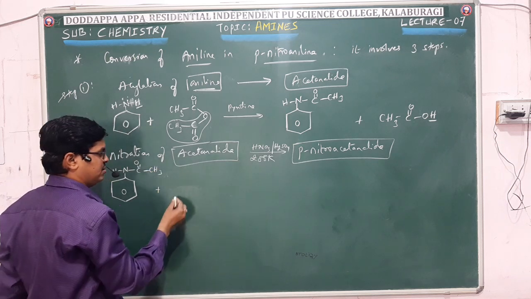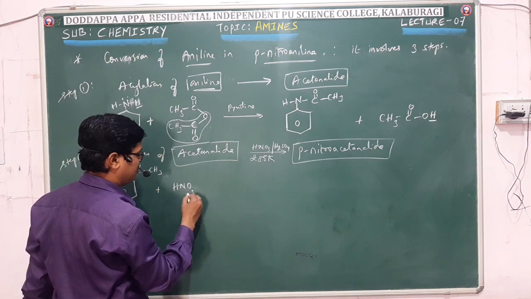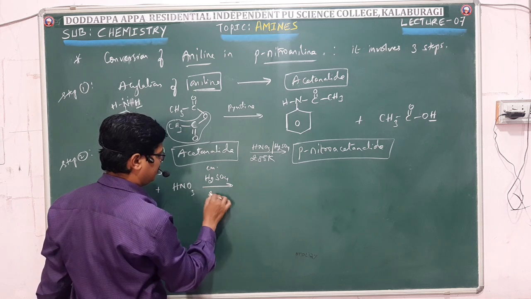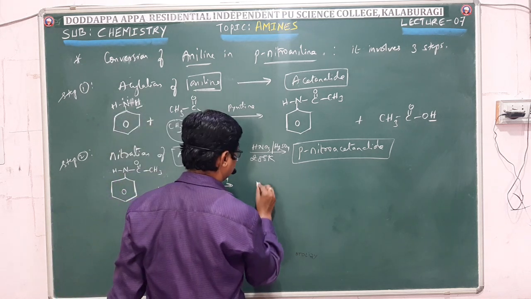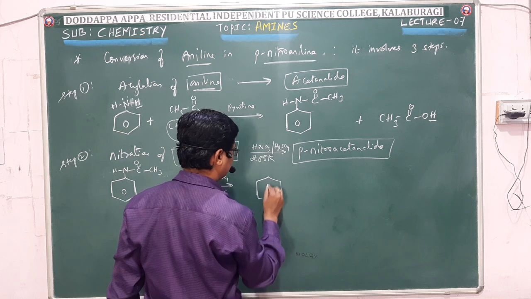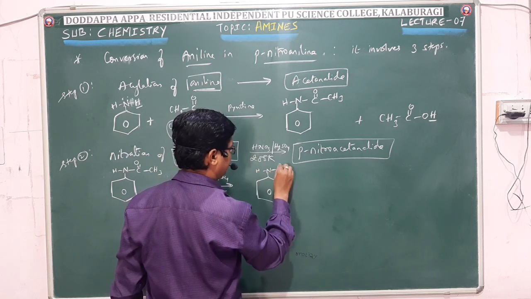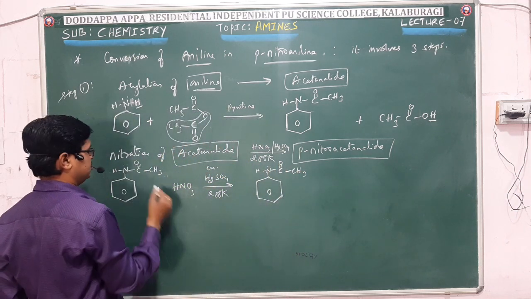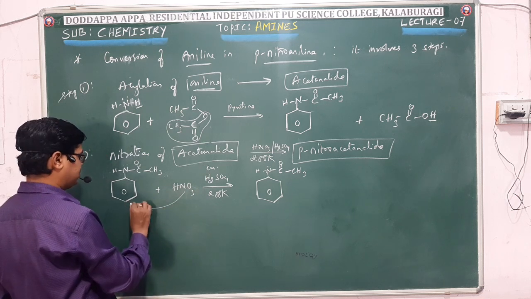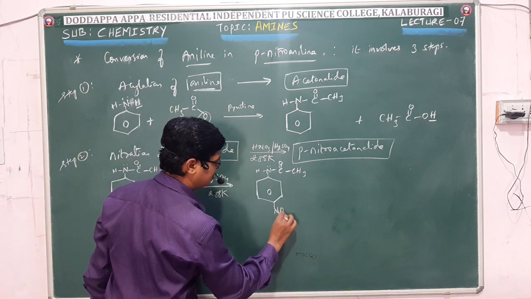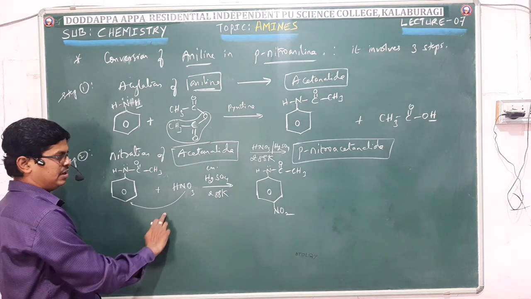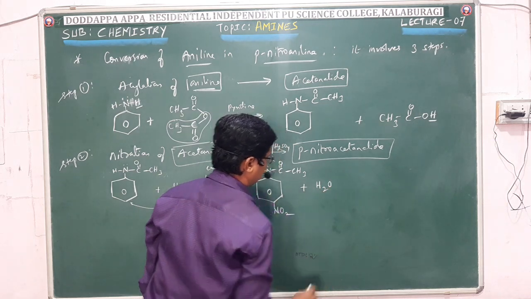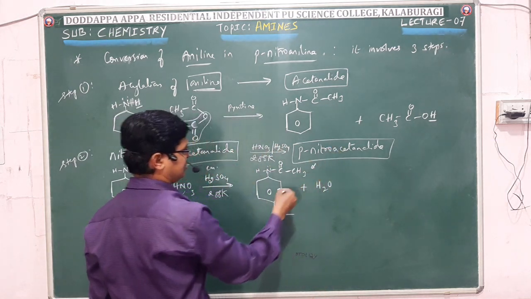Nitration means HNO3 in the presence of sulfuric acid at 288 Kelvin. It forms para-nitro acetanilide. This one I am writing as it is, no change. Only at the para position the nitro group is added. So one of the hydrogens and this hydrogen link with one oxygen and form water. So this is para-nitro acetanilide.